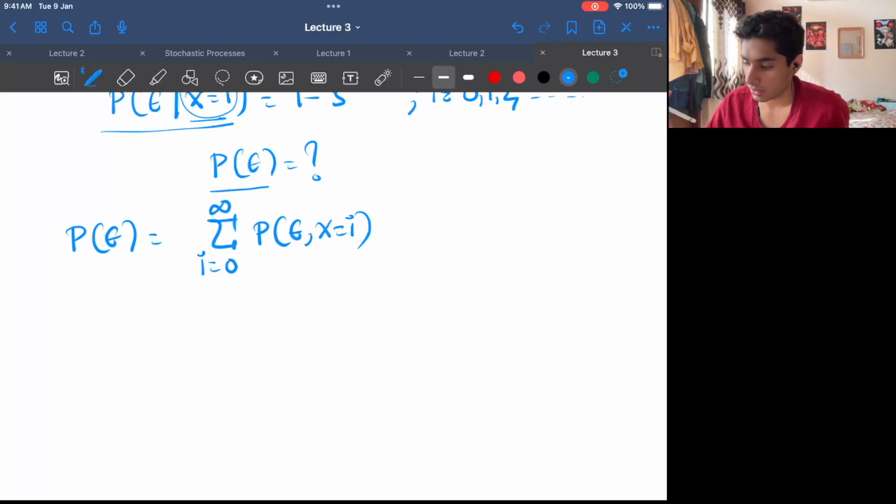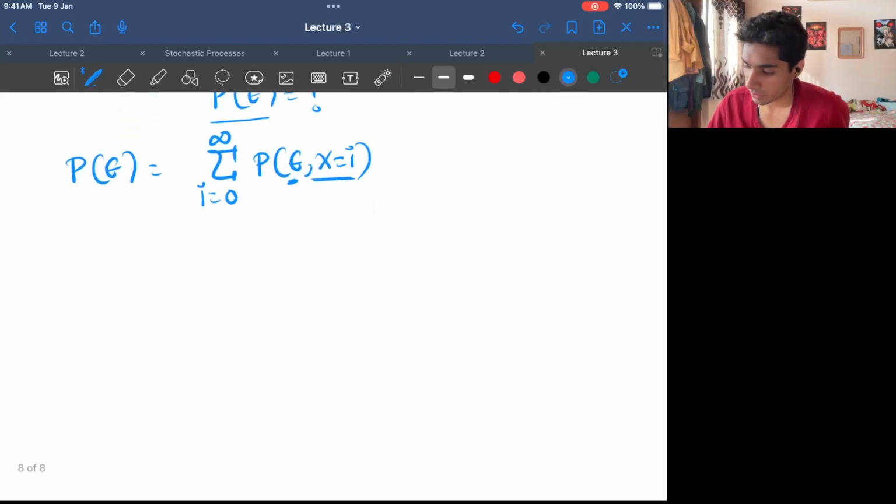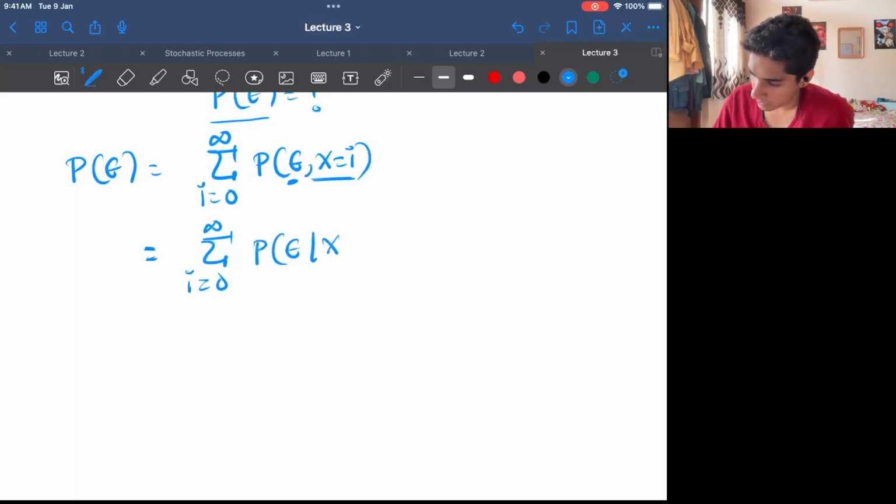That if you want to marginalize out one random variable, you just take the sum over all the possible values that the random variable can take, and you will get the marginal distribution of the other random variable. Now here you can use Bayes rule to split this probability: sum over i equal to 0 to infinity of probability of E given x equal to i into probability of x equal to i, right?